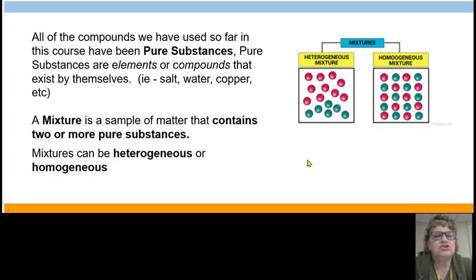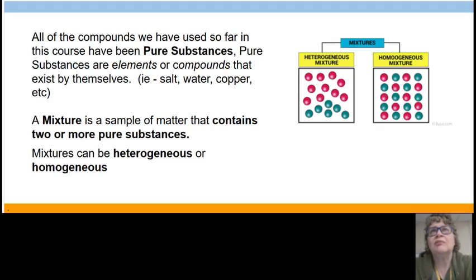Okay, so all of the compounds that we've used so far in this class have all been pure substances. That means that they are substances that are not mixed with other substances. For example, salt, right? Salt is one thing. You can put it in your hand, you can feel it, right? Water, again, you can put that in your hand, you can feel it, right? It's not mixed with anything else. The same with an element, copper.